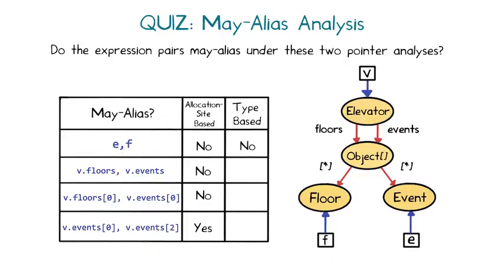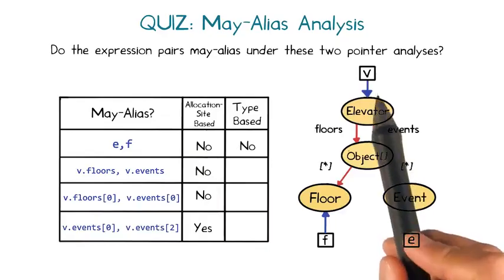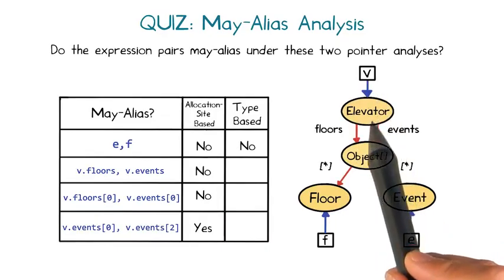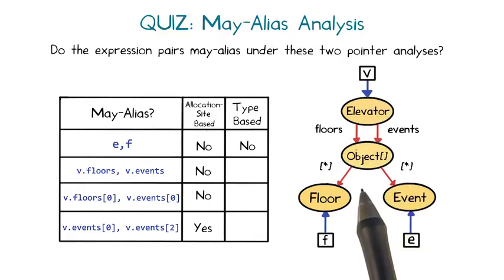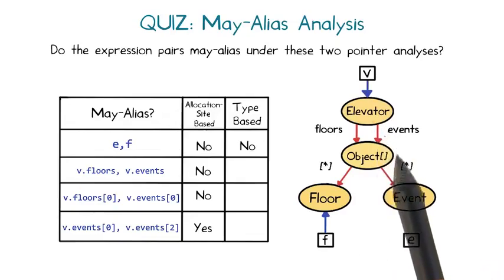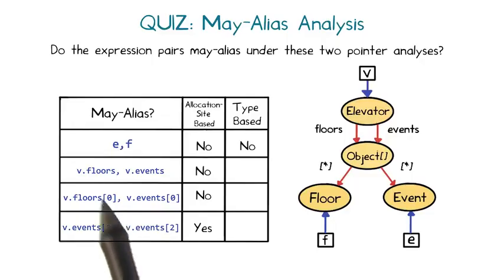However, we see a difference in the precision of these two analyses when asking whether v.floors and v.events may alias. Following the arrows from V to the elevator node and then the floors arrow from the elevator node, we reach the object array node where v.floors points. But if we had taken the events arrow from the elevator node, we'd end up in the same object array node. Therefore, the type-based heap abstraction scheme cannot distinguish that these two pointers don't actually alias in our example program. And so it answers yes to the question of whether they may alias.